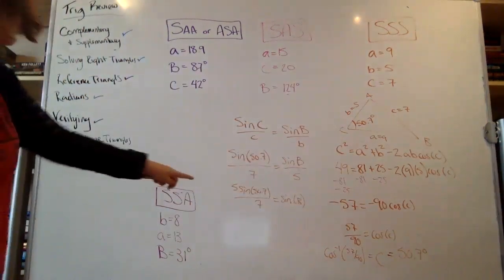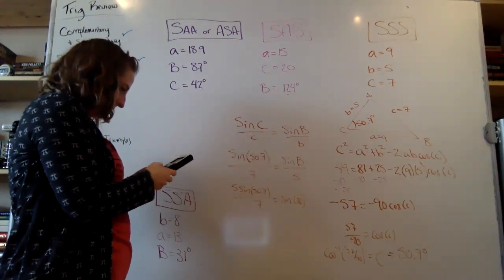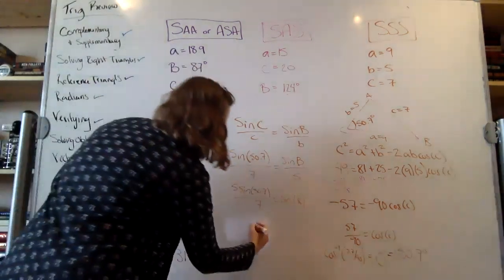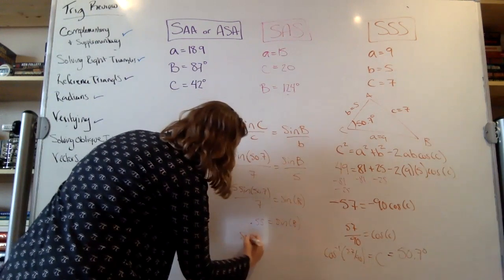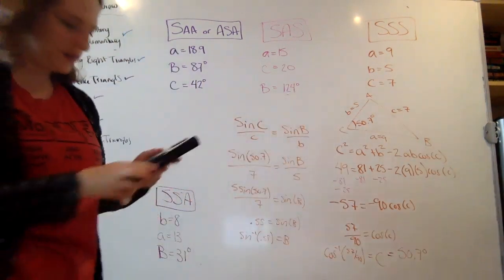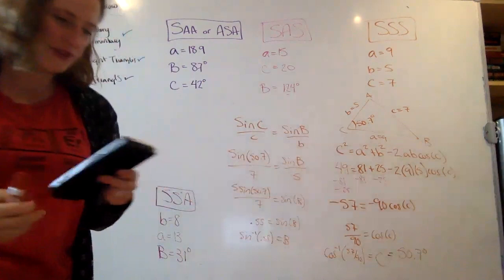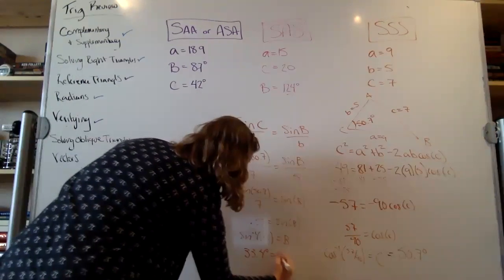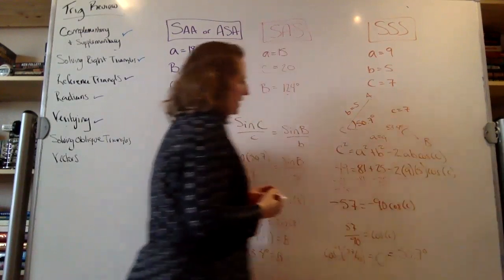I'm going to go ahead and get a decimal on this left-hand side. So 5 sine of 50.7 divided by 7 gives me 0.55. So 0.55 equals sine of b. Doing inverse sine, sine inverse of 0.55 is going to equal b. So sine inverse of 0.55 gives me b equals 33.4 degrees. So b is 33.4 degrees.